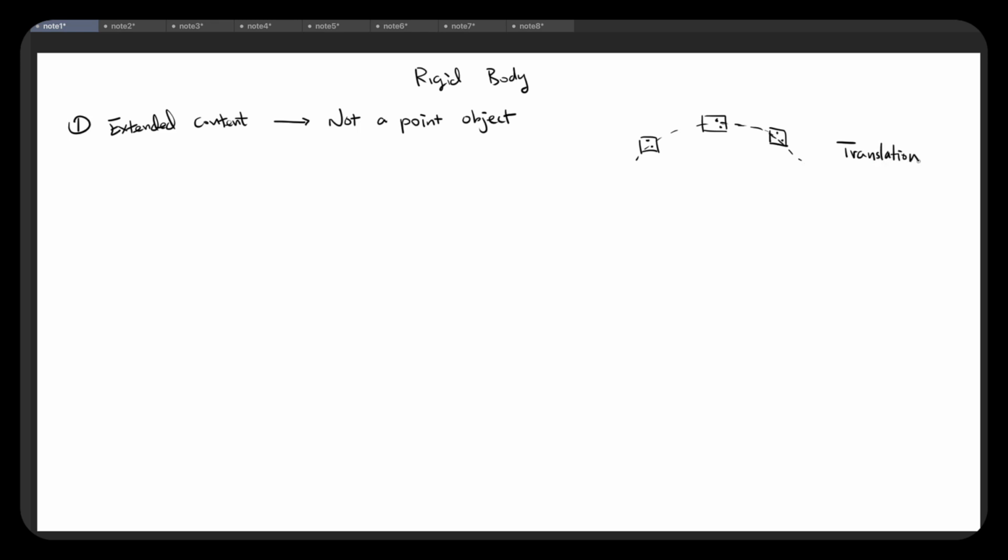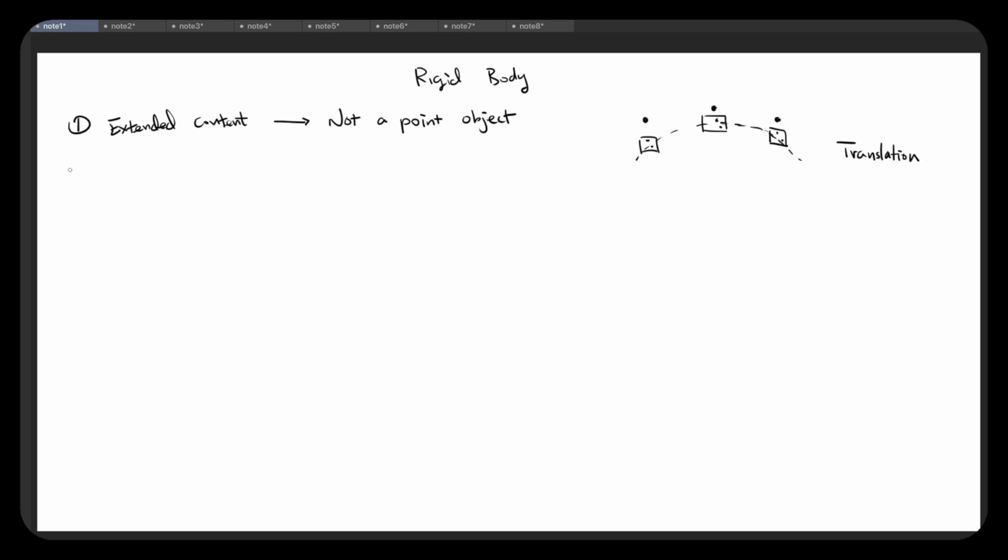So if an object translates from one place to another place, then every point on the object has exactly the same motion. So that's why we call this object a point object. That doesn't make a difference. Let's say if I regard this object as a dot, as a point.